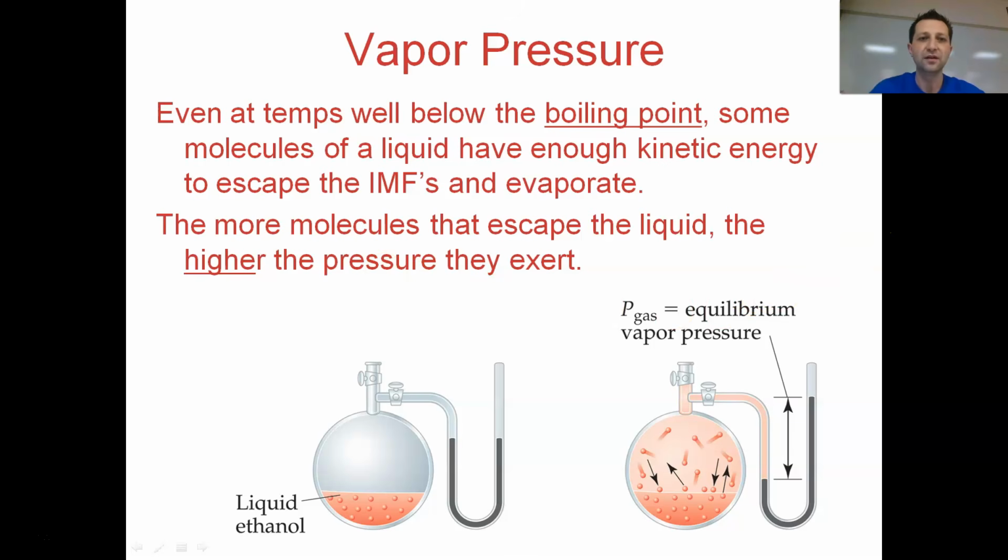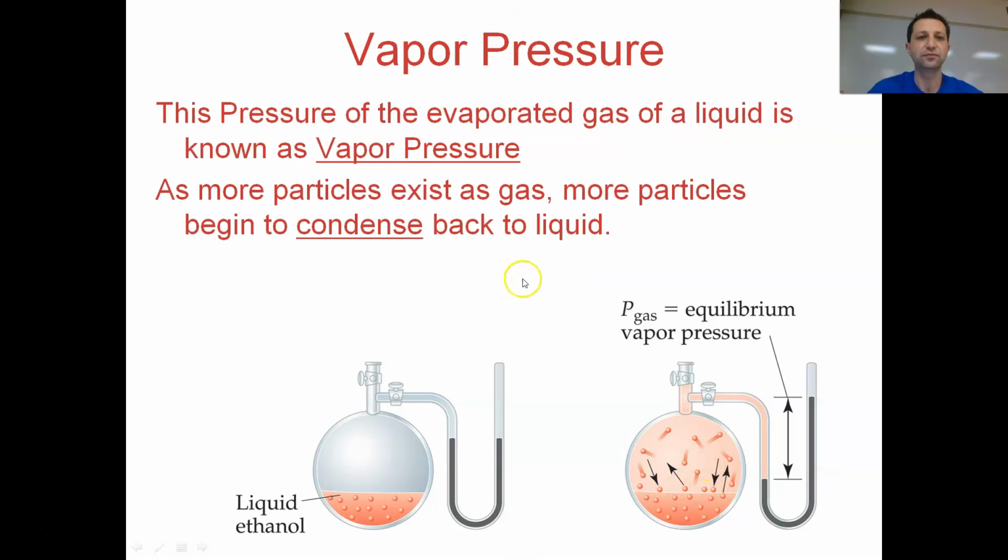So even at temperatures below the boiling point, some molecules of a liquid have enough kinetic energy to escape the intermolecular forces that hold them together and evaporate. So we talked about that. The more molecules that escape, the higher the vapor pressure that exists. So you can see that there's liquid ethanol in this flask here. And some of that is going to evaporate and turn into a gas. You see that here? And some of it remains as a liquid. This is a saturated system right here in this flask. So you have liquid to gas, gas to liquid at the same time.